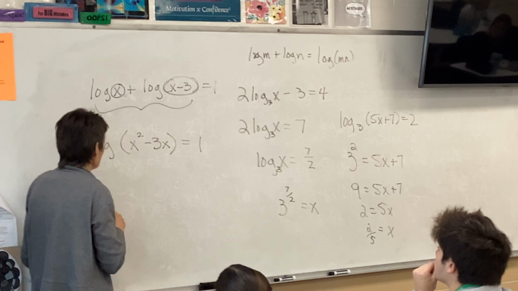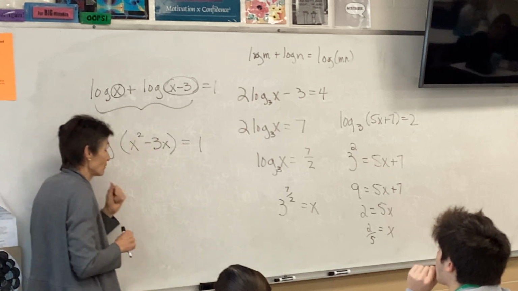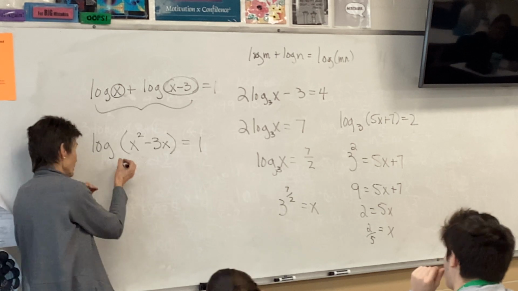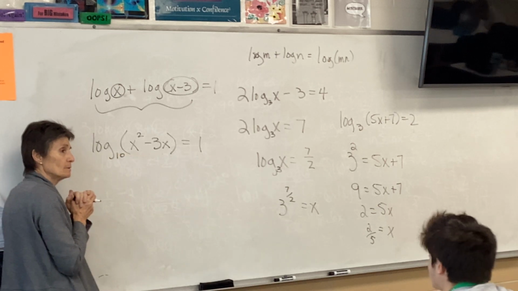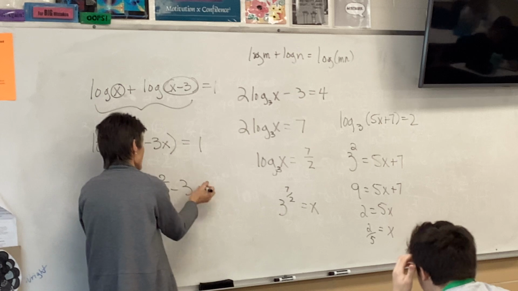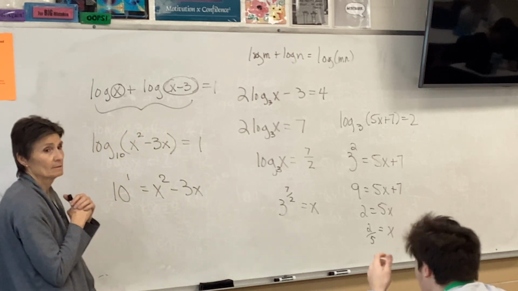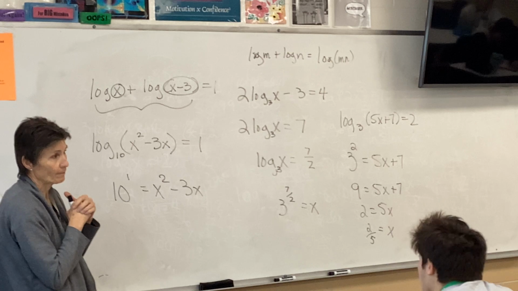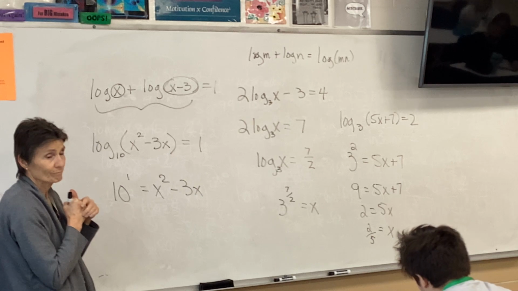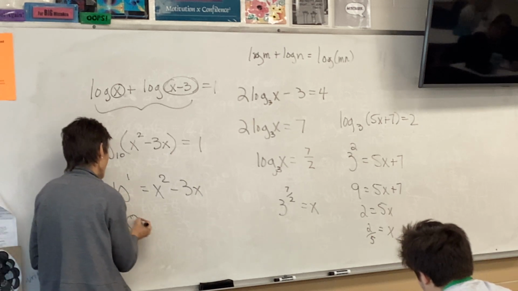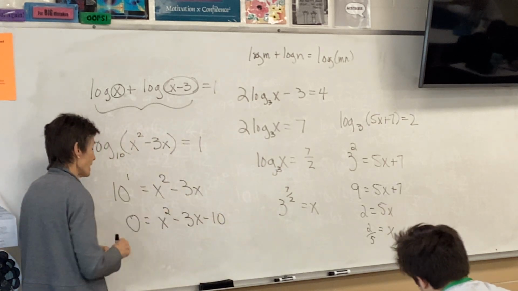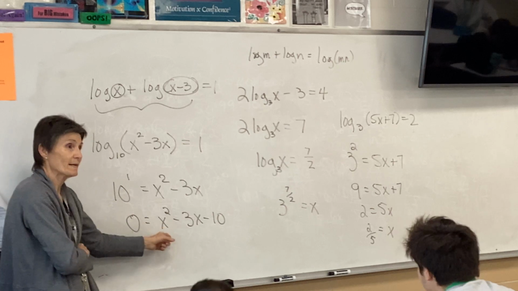All right, so now I've taken my two logs and put them together into one. I'm going to put a 10 in here. So 10 to the first equals x squared minus 3x. The fun never ends here. Subtract the 10 over, because 10 to the first is just 10. What we have here is a little quadratic equation.